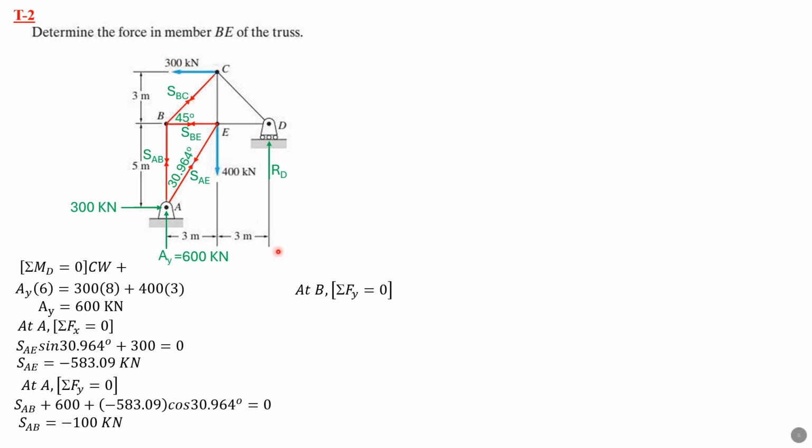So SBC times sine of 45 degrees equals the downward force SAB, which is negative 100. So SBC sine 45 equals negative 100. So SBC is negative 100 over sine 45.